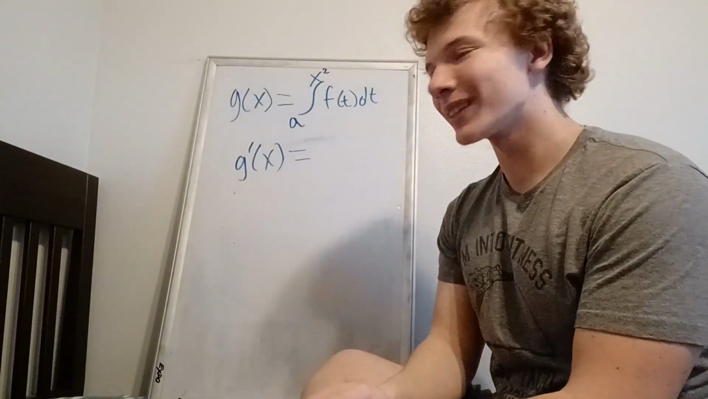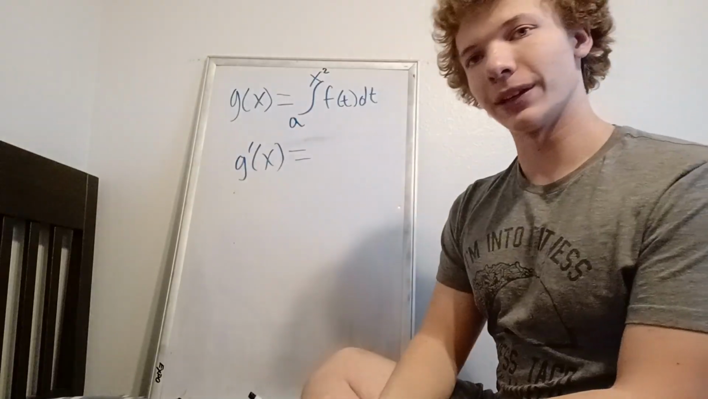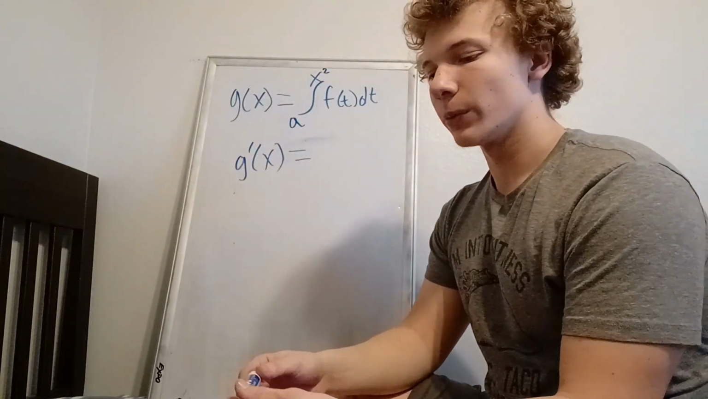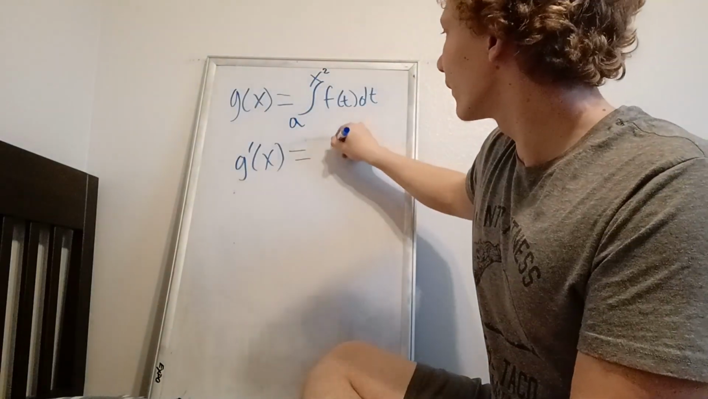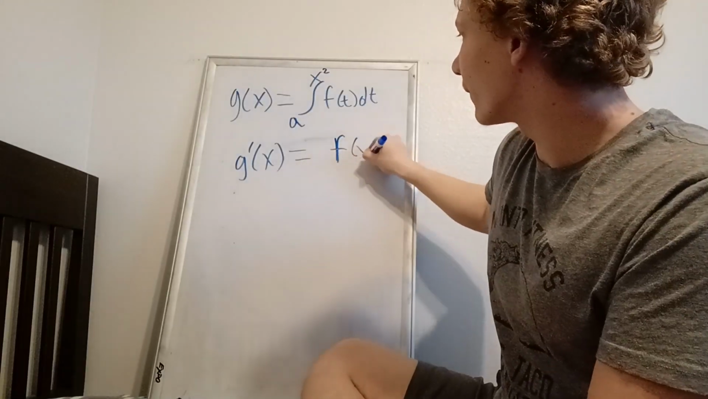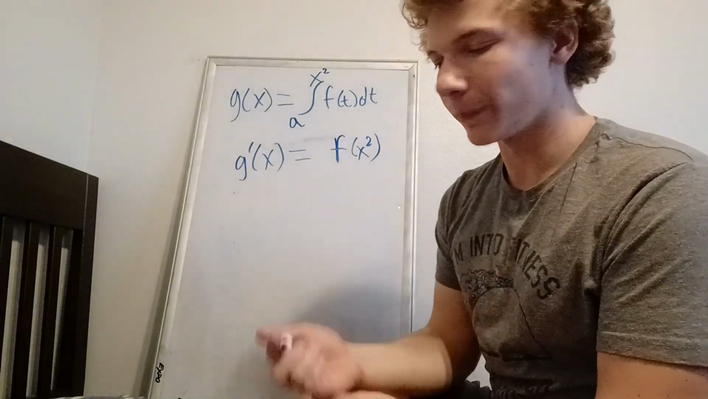What I mean to say is, the derivative of g will look like the derivative of the antiderivative of f evaluated at x squared. What does that look like? Well, the antiderivative will go away, and we'll just have f of x squared. But now we employ the chain rule.